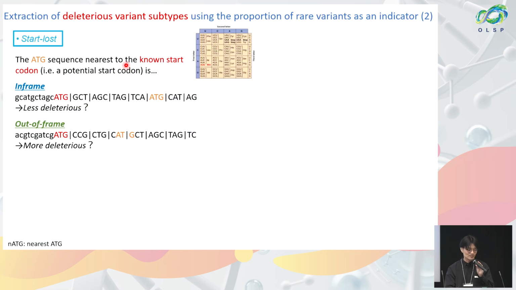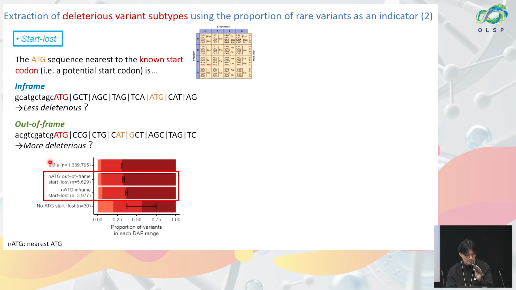And in the case of start-lost variants, we hypothesized that if the ATG sequence nearest to the known start codon is inframe, we expected that these might be less deleterious, because if alternative start initiated at this site, this didn't cause frame shift. And we expected that this kind of out-of-frame start-lost variants might be more deleterious. And this assumption was correct. We found that nearest ATG out of frame start lost variants showed higher proportion of very rare variants.